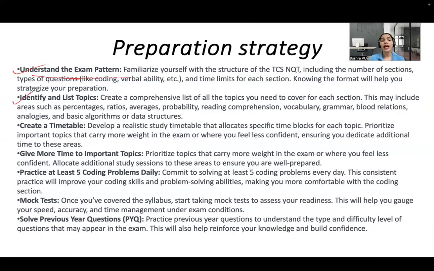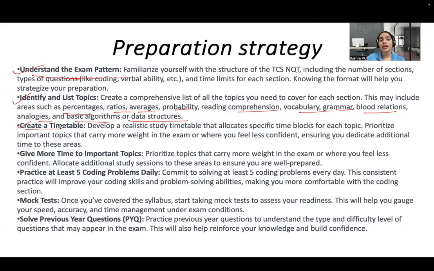Step number 2, identify and list the topics. We have talked about the topics as well. So understand what topics are covered under each section. I've thoroughly walked you through all the sections asked. Each section will have some topics included. For example, here: percentage, ratios, average, probability, reading comprehension, vocabulary, grammar, blood relations, analogies, basic algorithms, and data structures. All of these are some of the topics that you have to cover under different sections. If you know what the syllabus is and what topics to cover, it will be easier for you to cover.